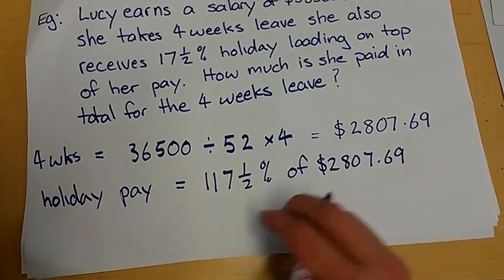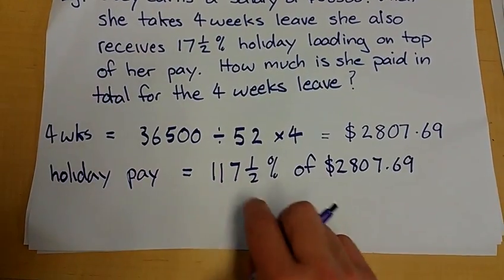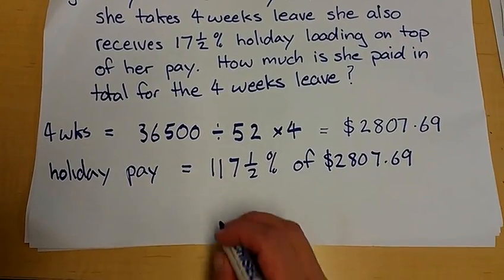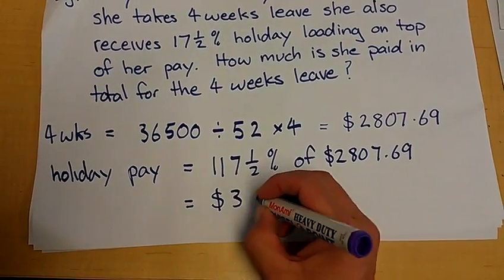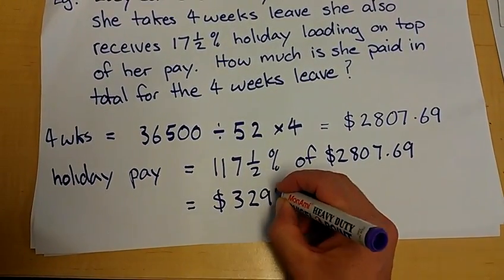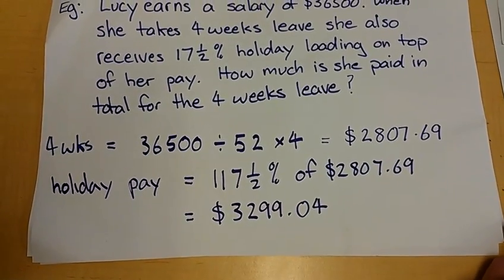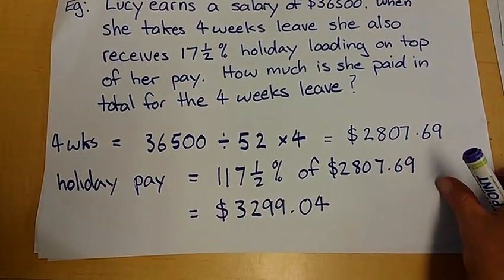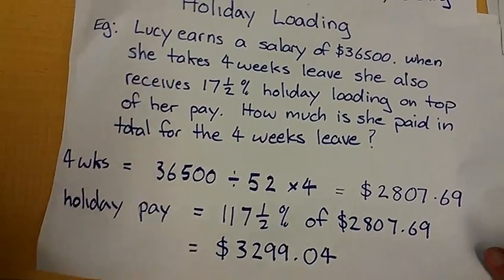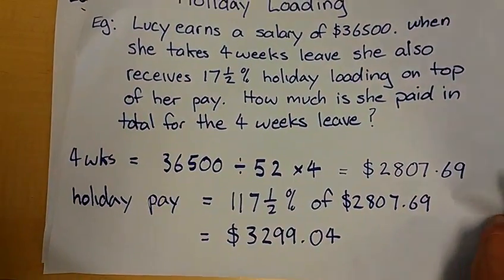2,807.69. So you can see that I've done this in my preferred method to increase a percentage by adding the percentage to 100. I'll put that in my calculator straight away, and I'll come up with her holiday pay, which will be $3,299.04. Nice little bonus there for when you're going away on holidays.